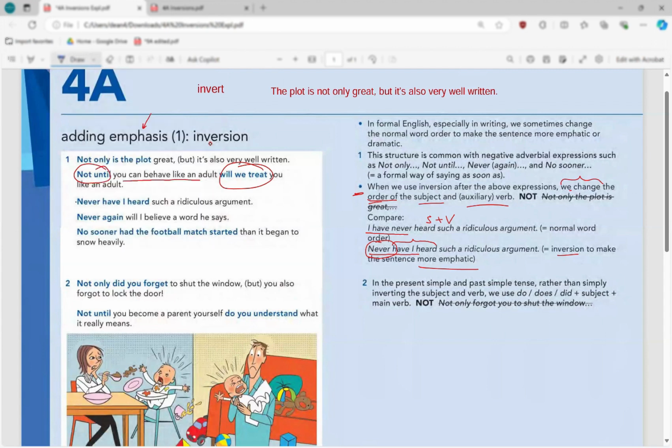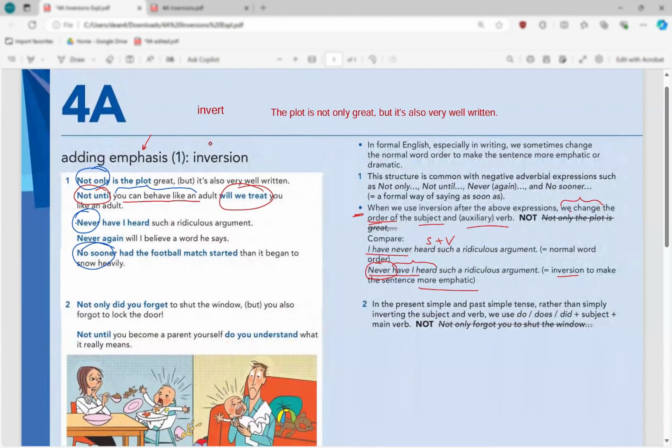Again, we've got other adverbial phrases, so it's important to memorize. Not only, never or no sooner: the inversion is happening right from the very beginning in the same clause. But not until, as you can see here, we don't have inversion. This clause, which has got not until, doesn't have the inversion. Inversion happens in the second part. So we need to memorize this part, guys.